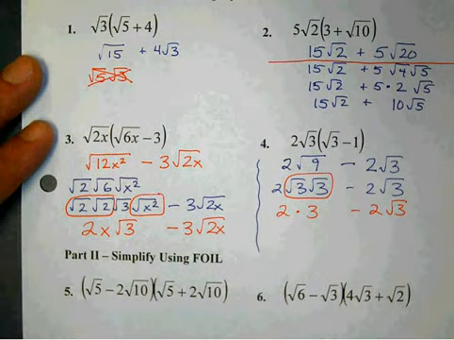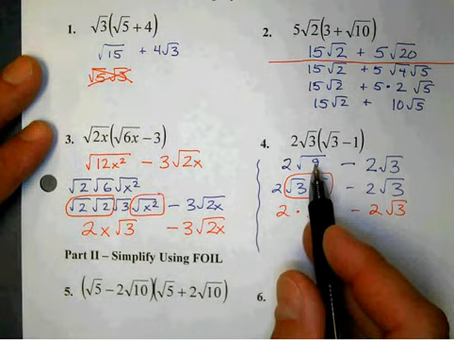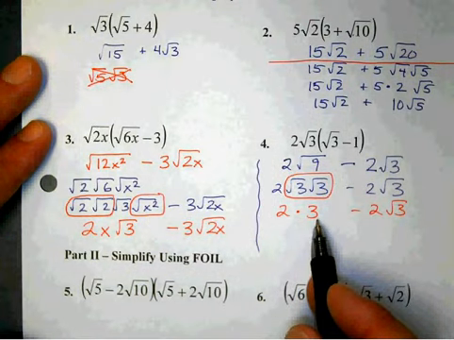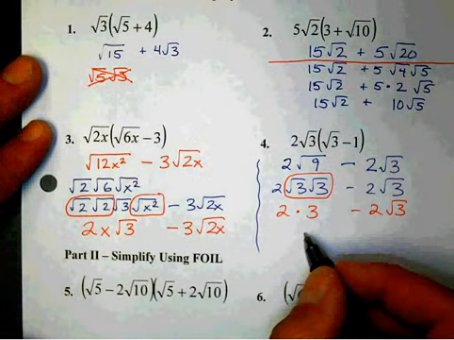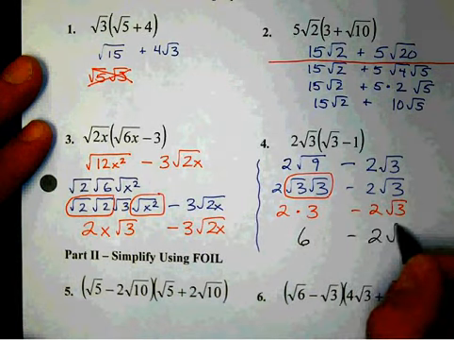Wait, how come it's 2 times 3? Because what's the square root of 9? 3. I'm not done. I forgot that the... Okay, so 6 minus 2 root 3.